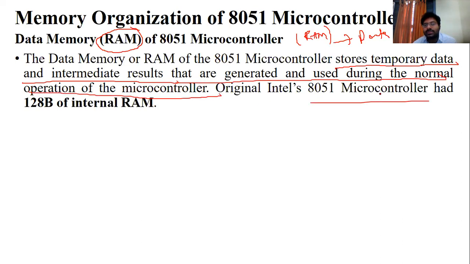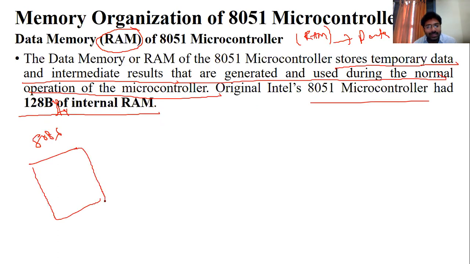So what is the memory size of the microcontroller? 128 bytes of internal RAM. In the 8086 microprocessor, the memory size is 1 MB. Out of this 1 MB, RAM is divided to 512 KB and ROM is 512 KB, equally divided memory space.